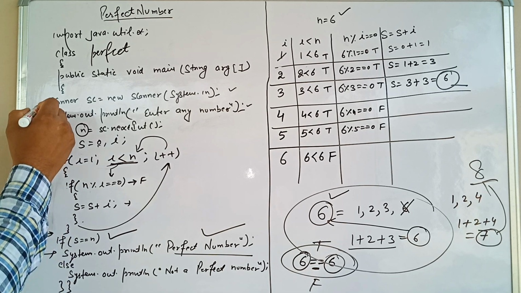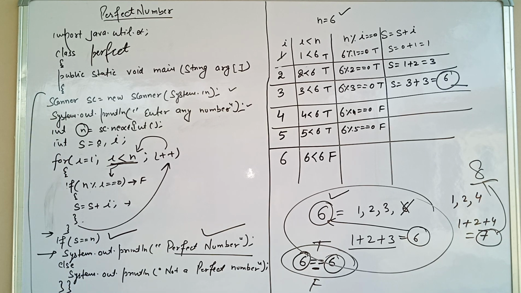So this is the overall logic for the perfect number. I hope all of you understand this. Any doubt, please let me know.